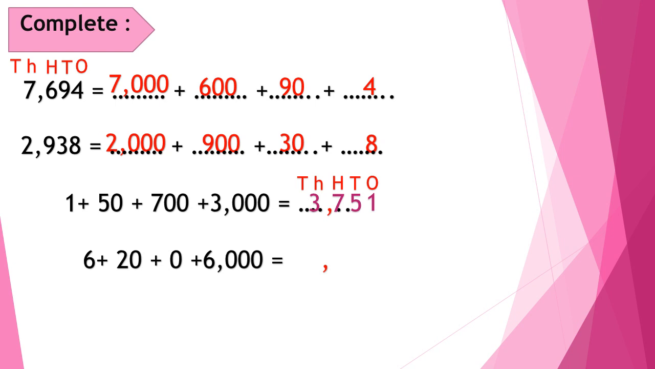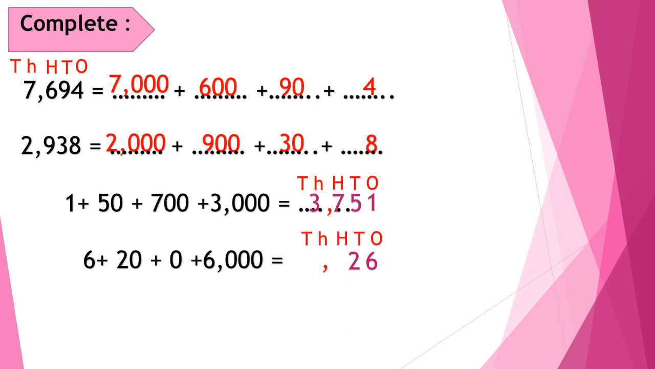The last one, 6 plus 20 plus 0 plus 6,000. We want to write this in standard form. We put ones, tens, hundreds, thousands. 6, does it have any zeros? No, so it belongs to ones. So we put 6 in ones. 20 has 1 zero, so it belongs to tens. So we put 2 in tens without any zeros.